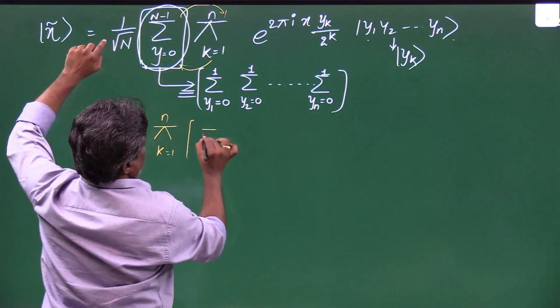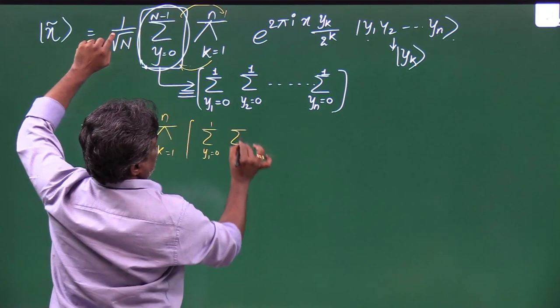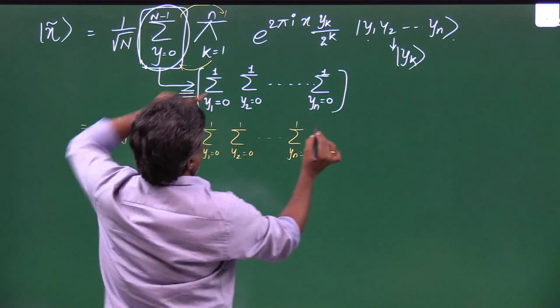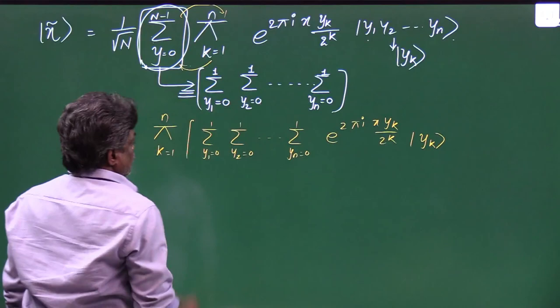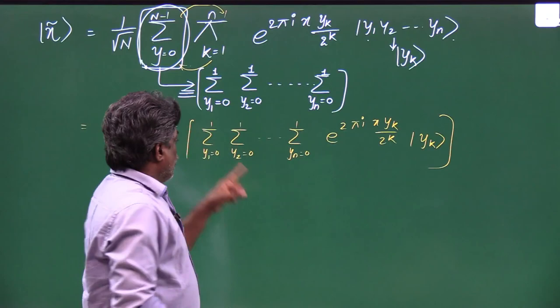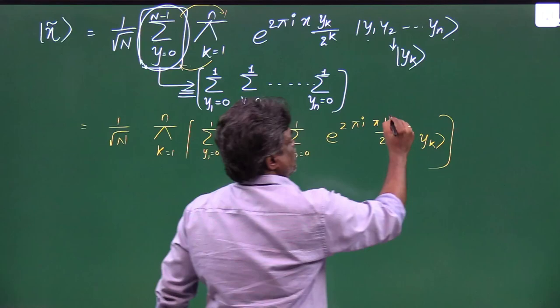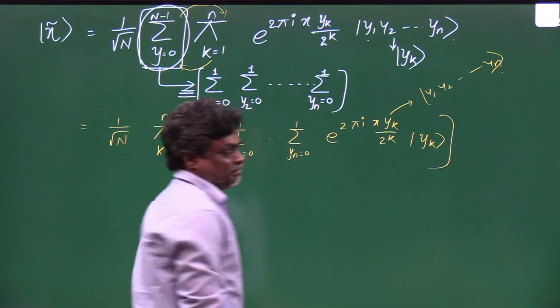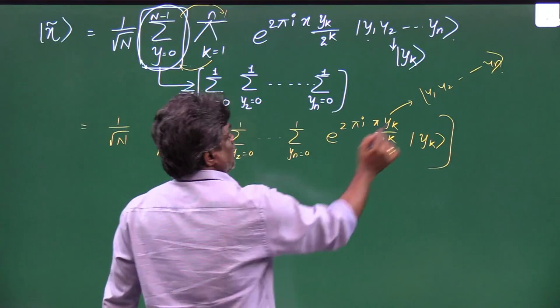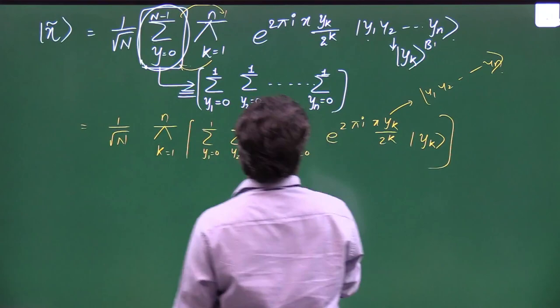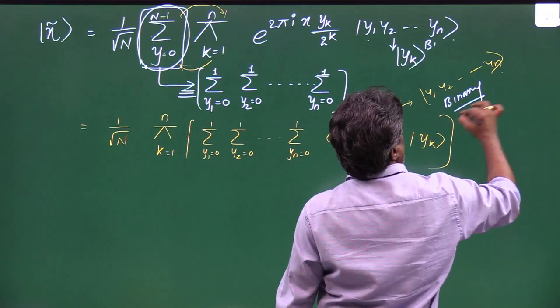So, summation over y1, 0 to 1. Summation over y2, 0 to 1. So on. Summation over yn, 0 to 1. Now, e raised to 2 pi i x y_k by 2 power k. And I am writing y_k. So remember that y_k, y1, y2, y3, y4, so on yn, these are the binary representation. Not the decimal value, but the binary representation. Y_k is nothing but binary. Just mention there in that app that you wrote binary representation, down in yellow, where you gave the arrow. So it will be clear to people. Yes, binary.